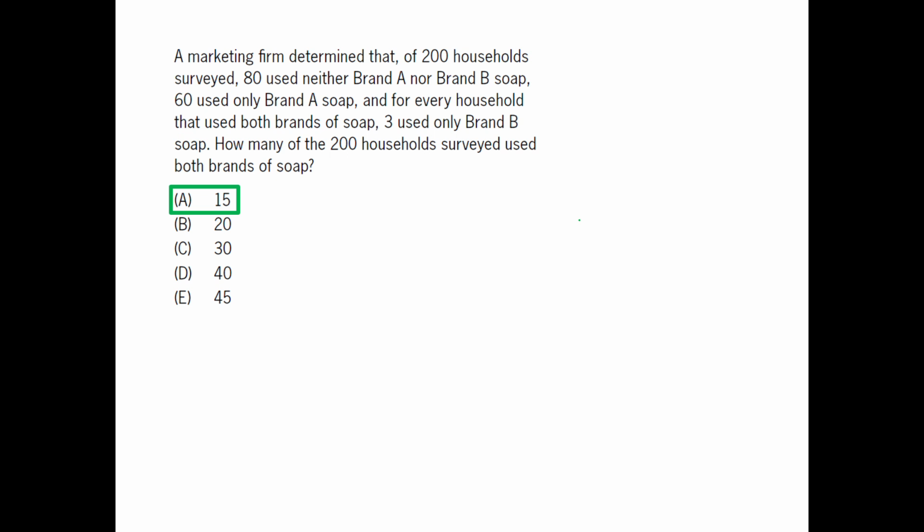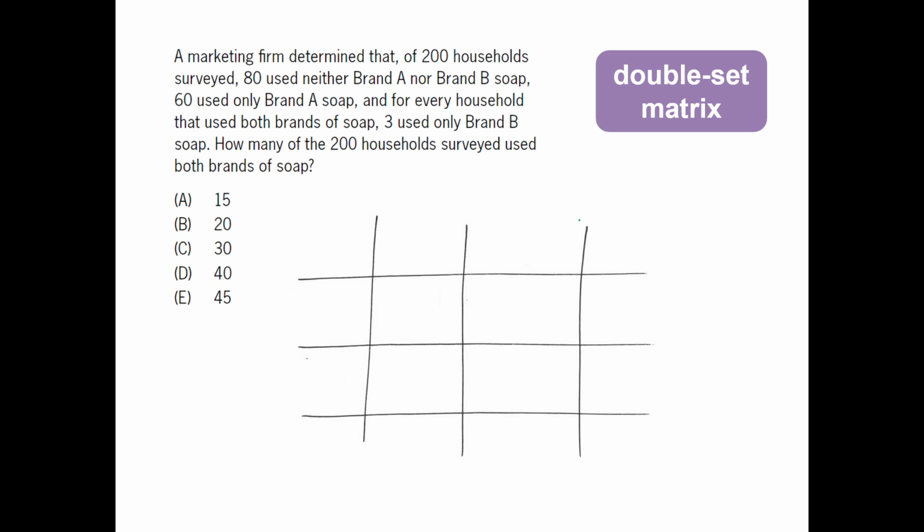I don't believe in being a bossy GMAT teacher because I think flexibility is so important for the GMAT. But here I'm going to make an exception. This method that I'm going to show you is definitely better than a Venn diagram. It's called the double set matrix. And it works like this.